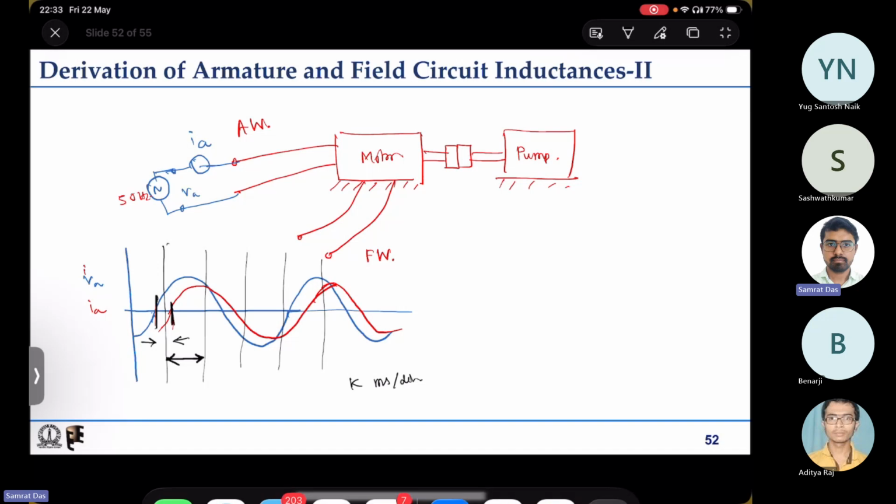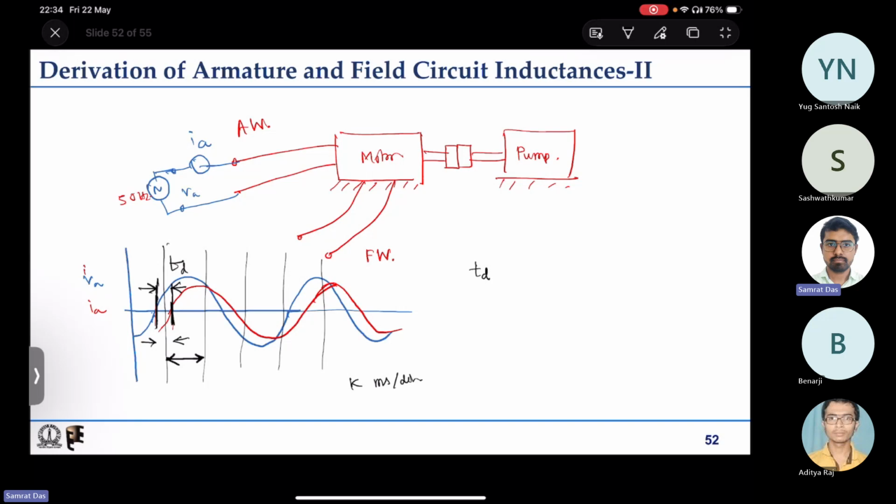Using cursors, you can put two cursors here and measure the time by which the current is lagging the voltage. So you know the time td, by that much time duration the current is lagging the voltage. If you know the frequency, you can convert this to an angle, right?